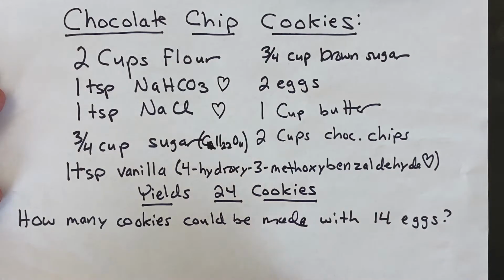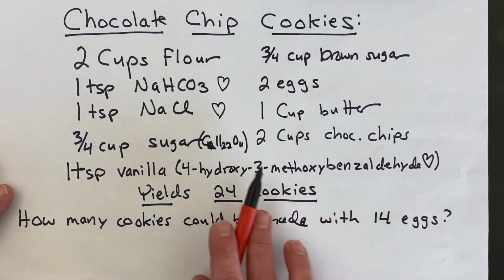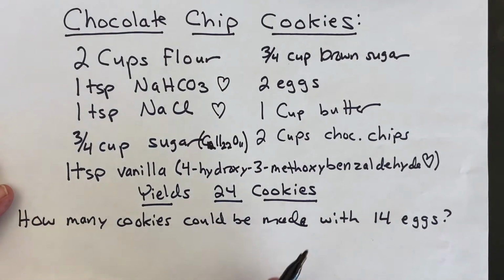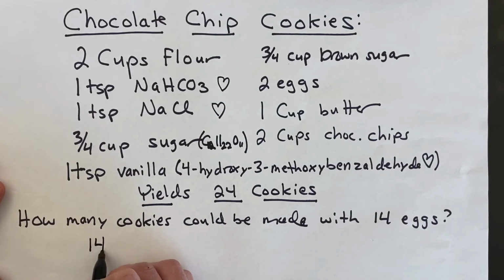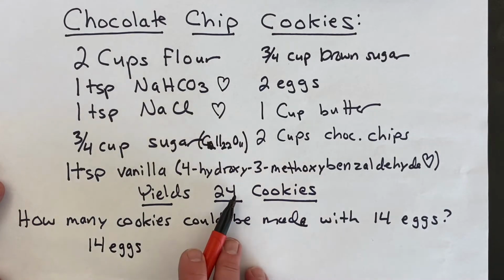So my question is, if I have 14 eggs in my refrigerator, how many cookies could I make? Assuming I had enough of everything else. We could do this the same way. We're going to start with our 14 eggs, which is our starting amount. And I want to go from eggs to cookies. Okay, and I need the ratio for that.